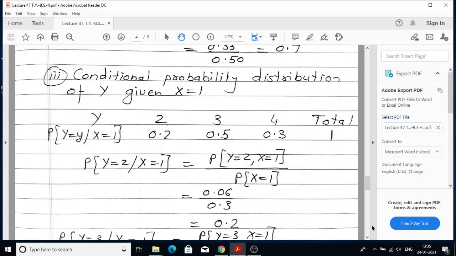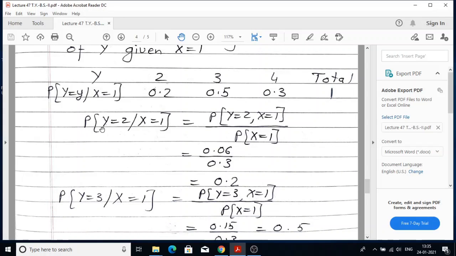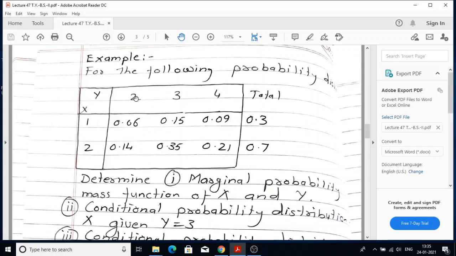Next part of the problem. Conditional probability distribution of y given x is equal to 1. So the possible values of y are 2, 3 and 4. Probability y is equal to y given x is equal to 1. The first probability we will find. Probability y is equal to 2 given x is equal to 1 is equal to probability y is equal to 2, x is equal to 1 divided by marginal probability x is equal to 1. So y is equal to 2, x is equal to 1. We will get the probability y is equal to 2, x is equal to 1. The value is 0.06.